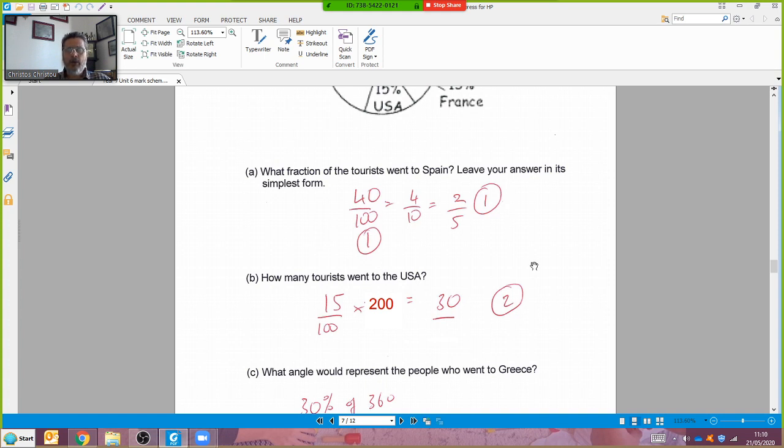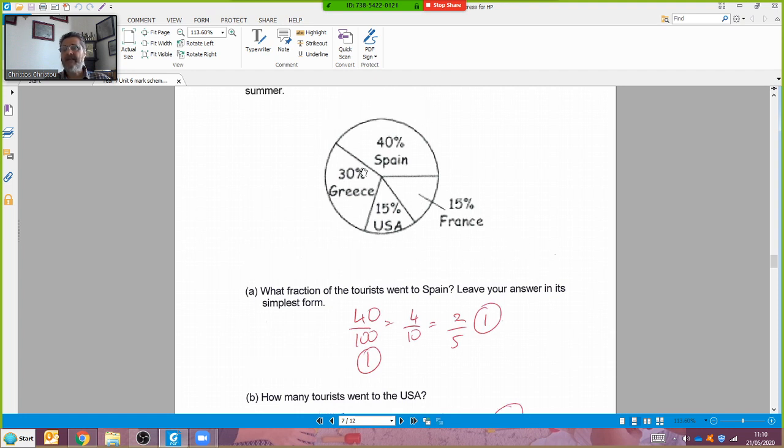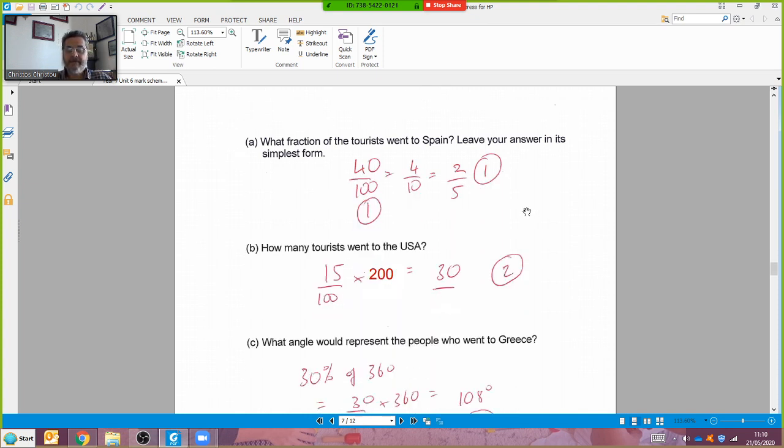What angle would represent the people who went to Greece? Well, this time it's 30%, not of 200. See, it's asking you what angle. It's 30% of 360 degrees. All right, it's a percentage of an amount. So here it is.